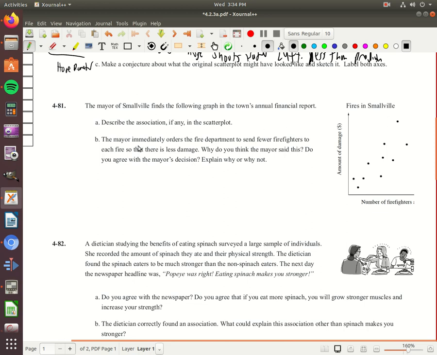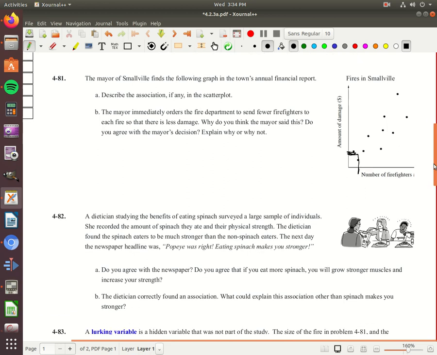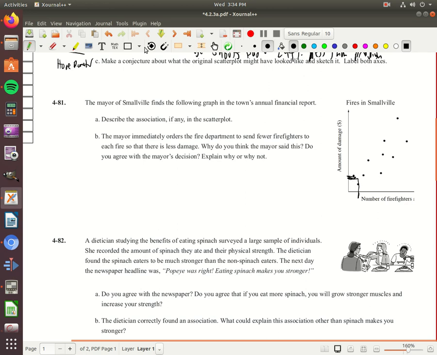The mayor immediately orders the fire department to send fewer firefighters to each fire so there's less damage, which makes perfect sense, right? I mean, if there's fewer firefighters, there's less damage. So let's move on. No, of course, I'm saying it jokingly, right? The joke being that the mayor doesn't understand that if it's a little dumpster fire in the backyard, you only send 1 or 2 firemen and there's very little damage. However, if it's a towering inferno of a 15 floor building, you need a bunch of firemen and there will be a bunch of damage, right?